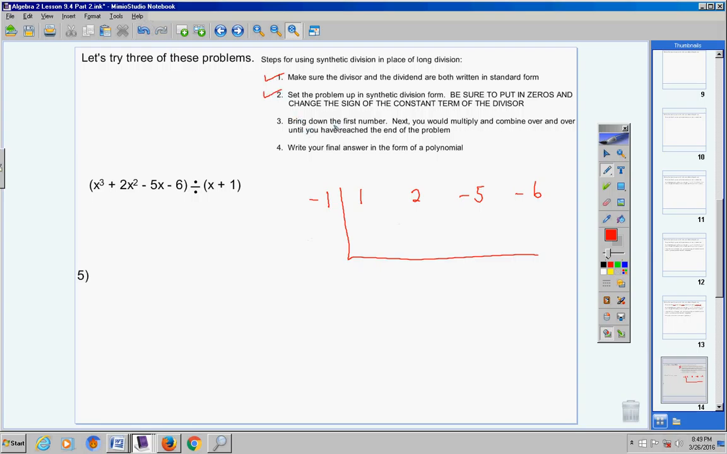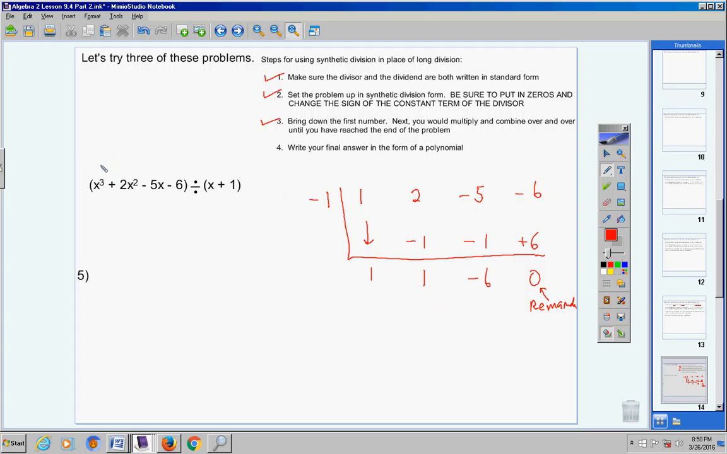Okay, step 3, bring down the first number and then multiply and combine over and over and over. So here we go. Bring down your first number. Multiply. Negative 1 times 1, you get negative 1. Combine positive 2 and negative 1 is 1. Multiply negative 1 times 1, that's negative 1. Combine negative 5, negative 1 is negative 6. Multiply negative 1 times negative 6 is positive 6. Combine negative 6, positive 6 is 0. So in this case, your remainder is 0. So you have no remainder in this problem, okay?